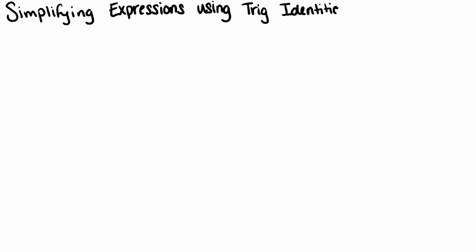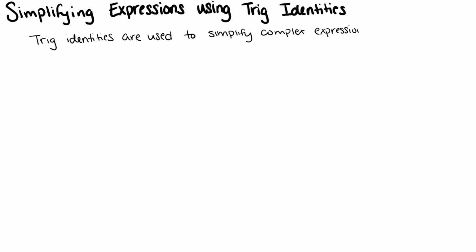Today we're going over how to simplify and verify expressions using your trig identities. Trigonometric identities are used to simplify complex expressions. There are different types of trig identities that can be used to simplify these complex expressions. Now keep in mind our trig functions are sine, cosine, and tangent.